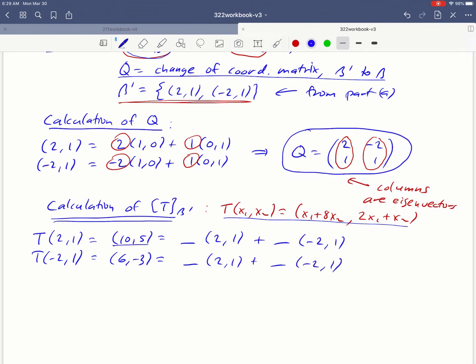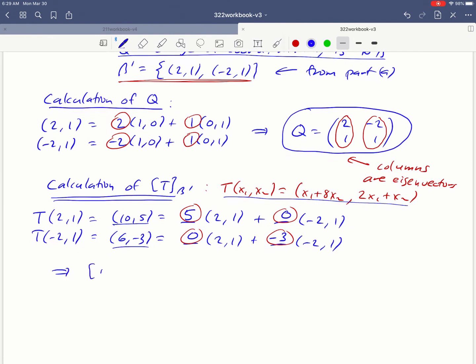Okay, well, notice that the 10, 5 that we have here, that's a scalar multiple of 2, 1. So all we need to do is put a 5 there and a 0 there, and we've got a true statement. And kind of a similar thing happens with 6, negative 3. That's a scalar multiple of the second vector, negative 2, 1. We can put a negative 3 in front of that and a 0 in front of 2, 1, and we've got a true statement. Okay, so we have just demonstrated, if we read off those coefficients, that our matrix of T relative to beta prime looks like this. 5, 0, 0, negative 3.